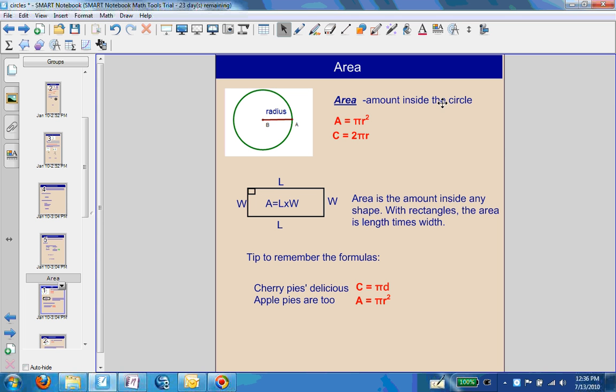So area is the amount inside of our circle. You can relate it to polygons. You can think about it as rectangles where the area is length times width. A tip to remember our formulas, you can use this little saying: cherry pie is delicious, apple pies are too. So cherry, C, pies, pi, delicious, D. Apple, A, pies, pi, R squared.